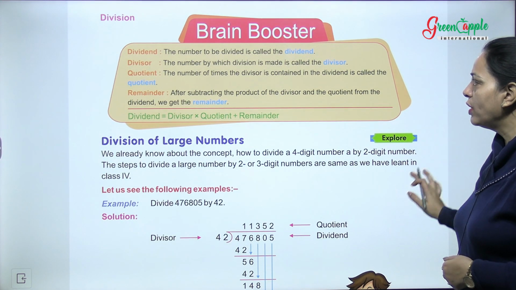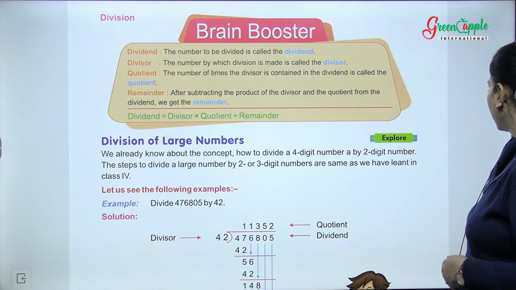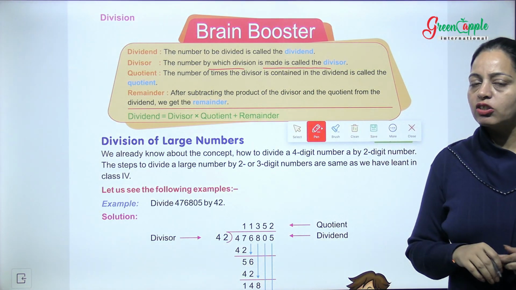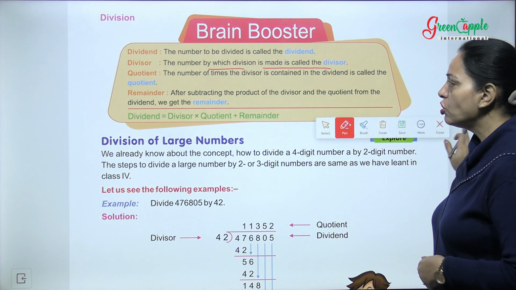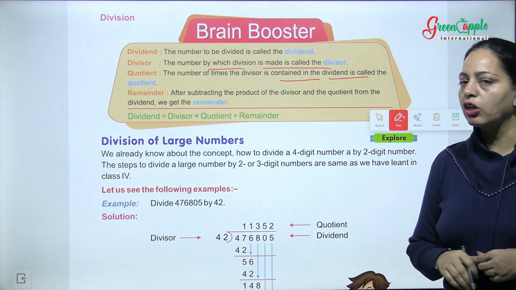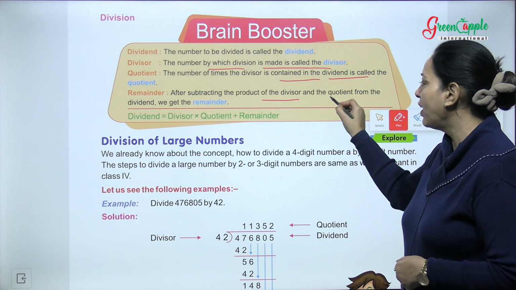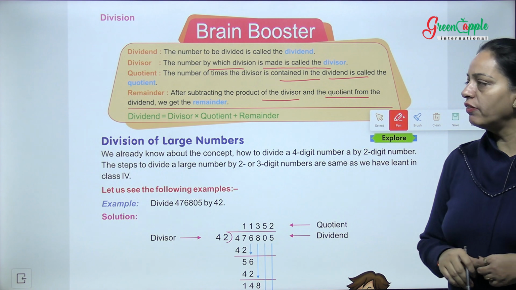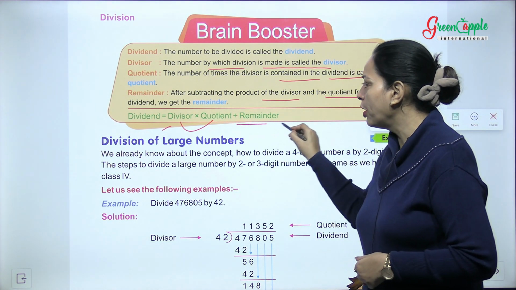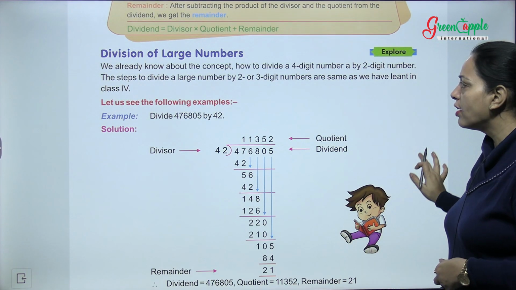Now come to the next, division, brain booster. Dividend: you know the number to be divided is called the dividend, and the divisor is the number by which division is made. The quotient is the number of times the divisor is contained in the dividend, and the remainder is what we get after subtracting the product of the divisor and the quotient from the dividend. So dividend equals divisor into quotient plus remainder.